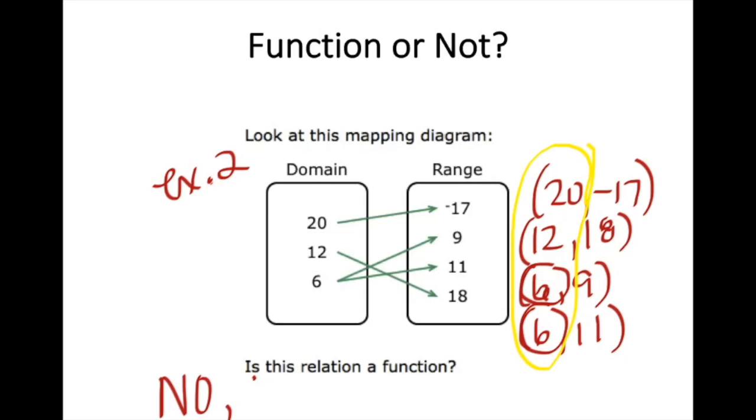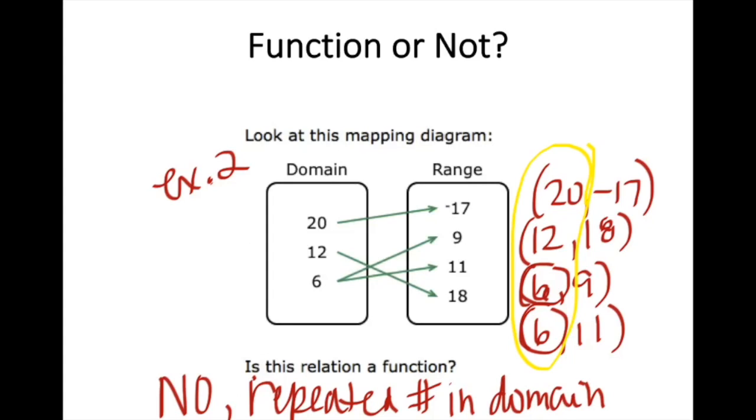There are a couple different ways you could say this. You could say each domain is not unique, or you have a repeated number in the domain. However you'd like to say it. It is not a function because we have a number repeating. This 6 right here, the fact that it's going to 2 different ranges, is a problem. That's our issue. However you want to label this, definitely label that we have a problem here.